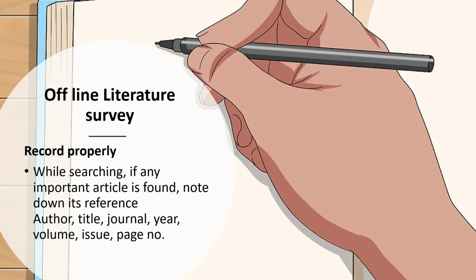Next is record properly. While searching, if any important article is found, note down its reference, author, title, journal, year, volume, issue, page number, and properly note them down in your notebook.